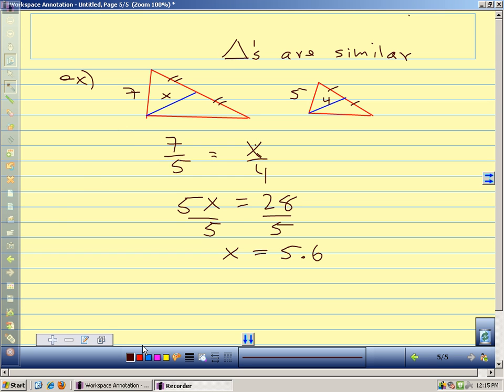And if we happen to have this triangle that's around a lake, then we'd be able to figure out how far it was across this lake. All right.